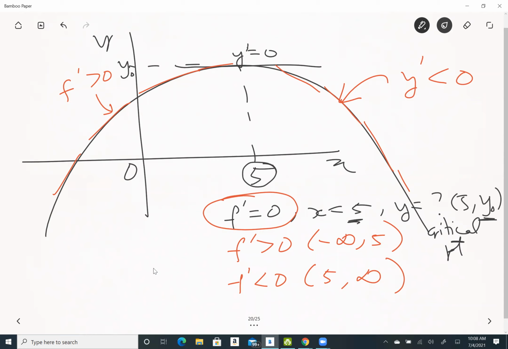So here you have two intervals. Based on the critical point, you have negative infinity to 5, which we already have, and the other interval is 5 to infinity. Just look at the graph. For the interval negative infinity to 5, what can you say about f prime? Is it positive or negative? Positive.